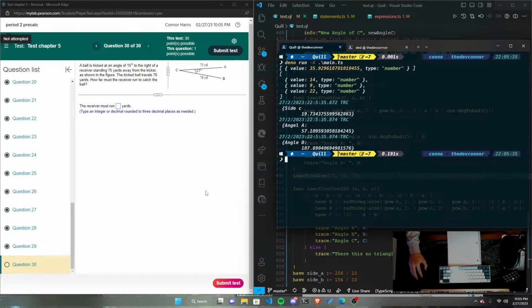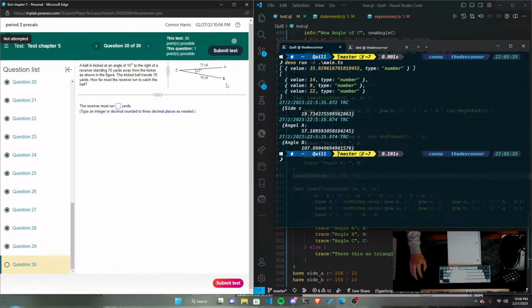Wait, hold up. So it's asking me how far the receiver will run to catch the ball. A ball is kicked at an angle of 15 degrees to the right of the receiver, standing 75 yards away from the kicker. The kicked ball travels 76 yards. Oh, okay. How far must the receiver run to catch?